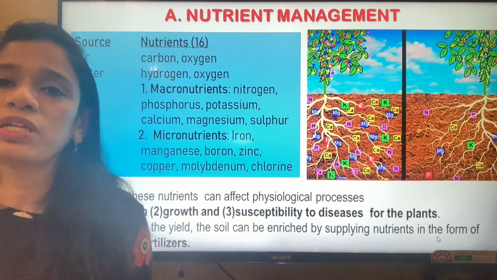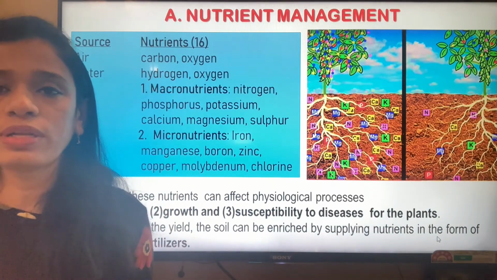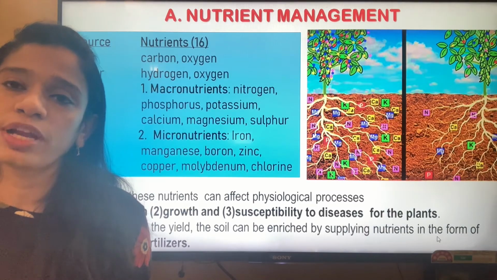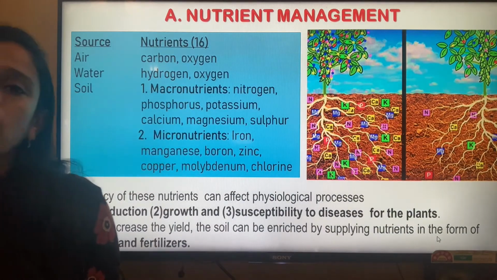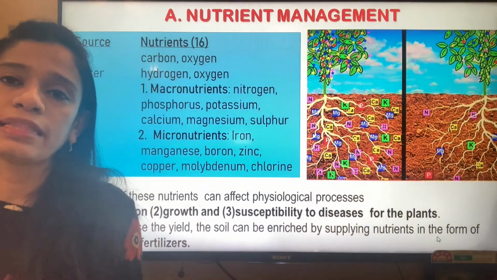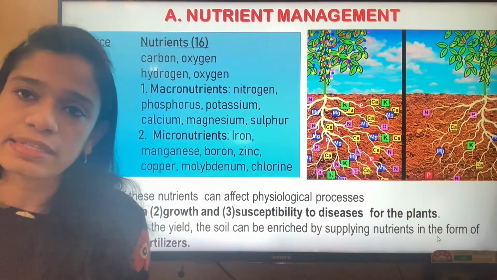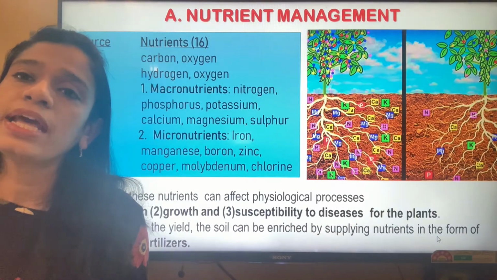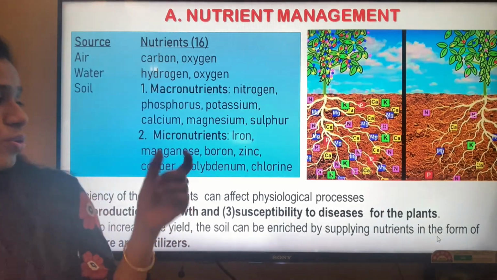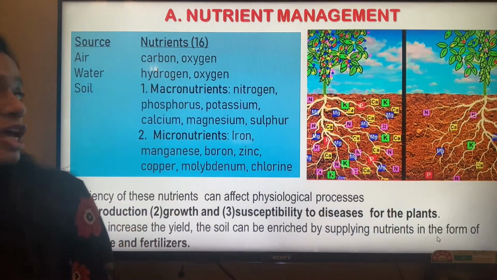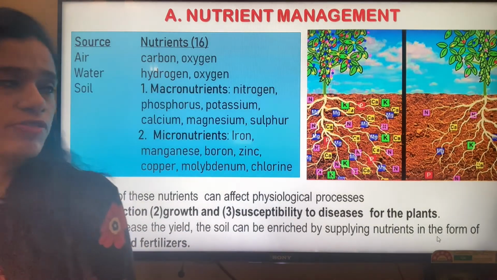Now some elements are required in larger quantity for the proper growth and development of the plants, and they are called the macronutrients. And some elements are required only in traces by the plants, but they are still very important for a plant's growth, and they are known as micronutrients. So what are the macronutrients that we are talking of?